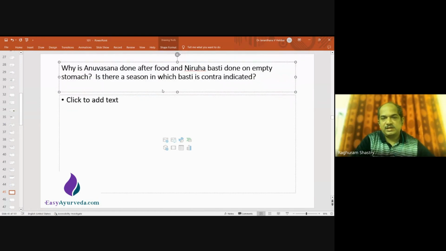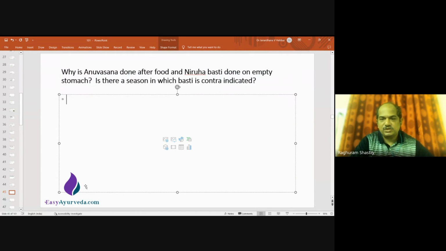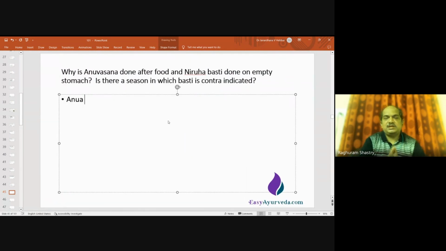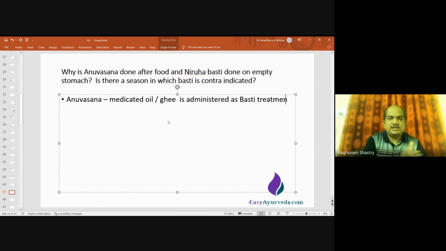See, Anuvasana Vasti is a type of Vasti wherein the oils and ghrutas, that is Taila and Gruta, either individually or in mixed proportions, are used. Generally it is for Vata conditions, but for other conditions also it can be given according to the indication. The question is, why is Anuvasana done after food and Niruha done on an empty stomach? See, Niruha has moreover a cleansing activity. Apart from that, we can discuss a wide magnitude of actions of Niruha Vasti. Anuvasana Vasti also has a wide magnitude of actions.